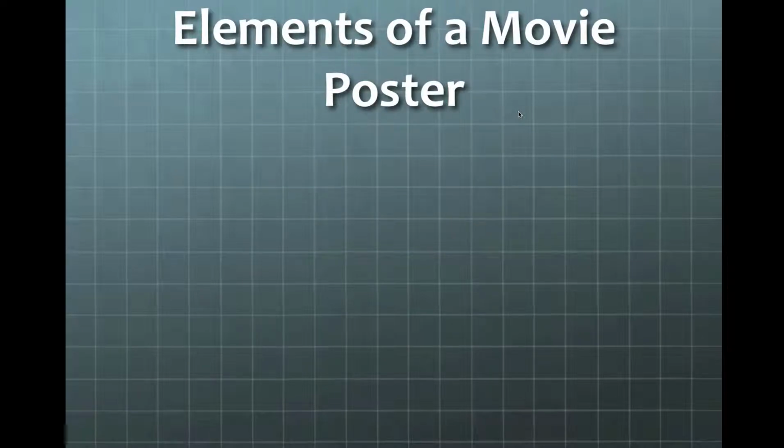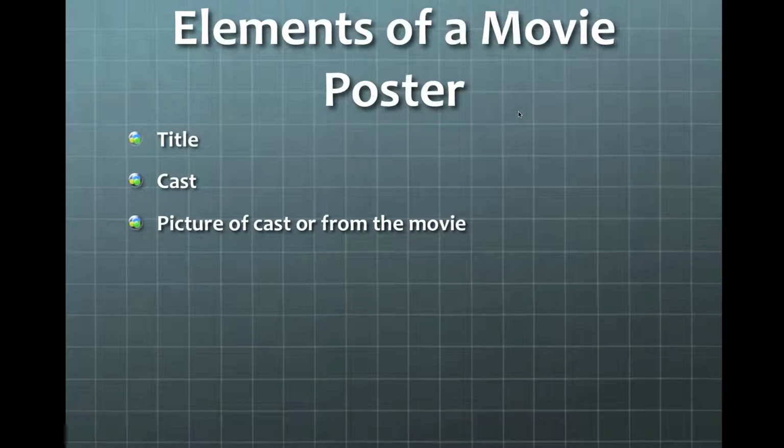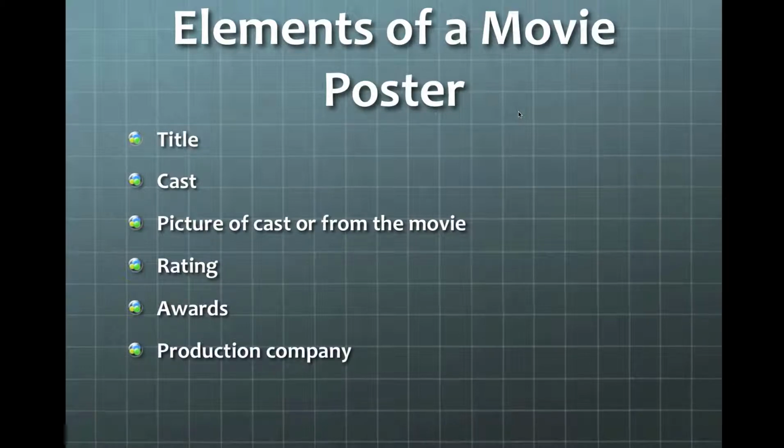We have a title, we have the cast or the stars of the movie, we have a picture of the cast or from the movie, we have the rating, awards. Sometimes movies have been released to critics, so they give them awards before the release date, and the production company. And of course, we need a release date on the movie poster so everybody will know when to see it.